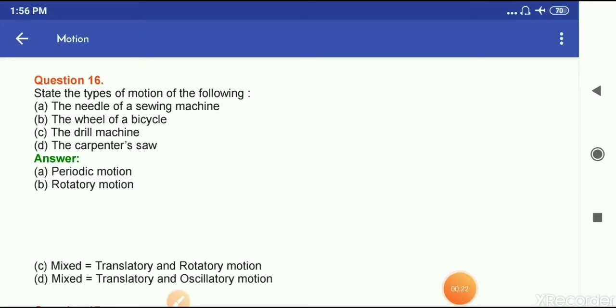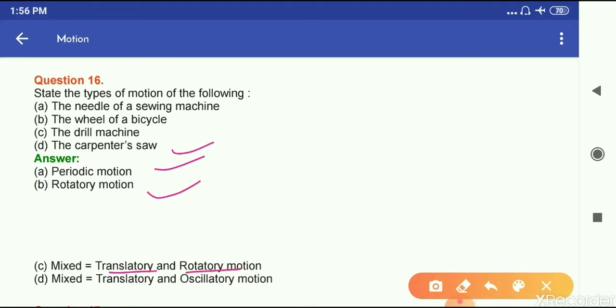Question number 16, state the types of motion of the following. First one is the needle of a sewing machine. So the type of motion is periodic motion. B. The wheel of a bicycle, rotatory motion. The drill machine, translatory and rotatory motion. The carpenter saw, mixed motion, translatory and oscillatory motion.